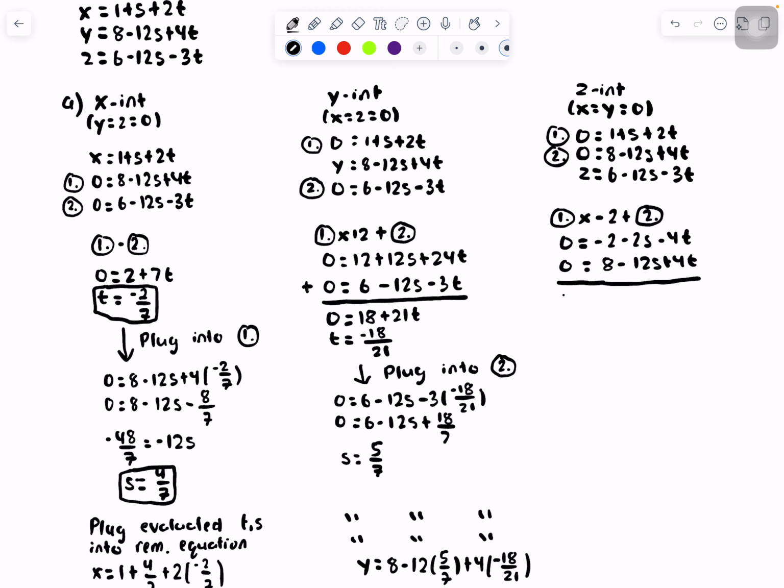So we have 0 equals, remember I'm adding, I guess I should indicate that. Minus 2 plus 8, 6, minus 2 plus negative 12, minus 14s. T is gone. We get s is equal to minus 6 divided by negative 14, so it's 6 over 14.